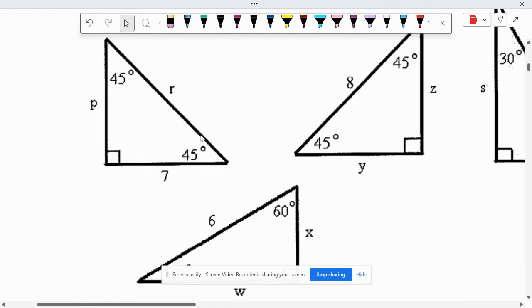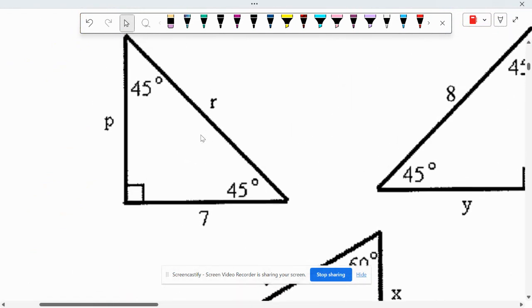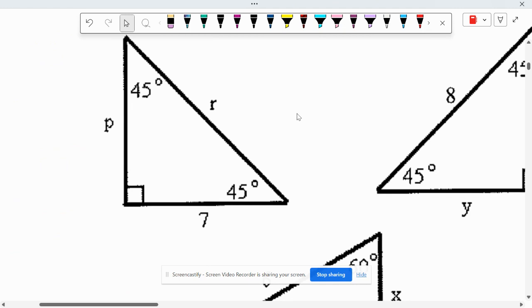So let's think about what the rule was. If both of the angle measures are the same, then the sides have to be the same. So if the base of this triangle is 7, I know that it's congruent to the other leg, which has a measure of what? 7. So, well, hang on a second. Both of these are 7.